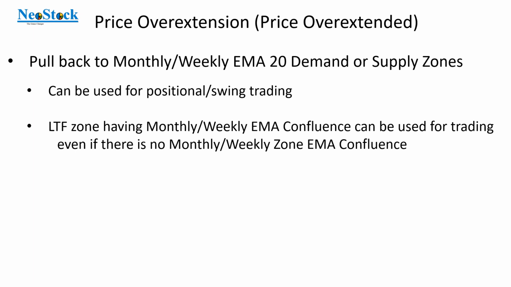Very simple. If there is no monthly zone, you can look for a lower time frame zone having confluence with that monthly EMA. Or if it is a weekly chart, confluence with the weekly EMA. That means you are looking at a monthly chart, but your monthly EMA has confluence with a daily demand zone. A daily demand zone is a lower time frame demand zone. So definitely you can plan a cash trade.